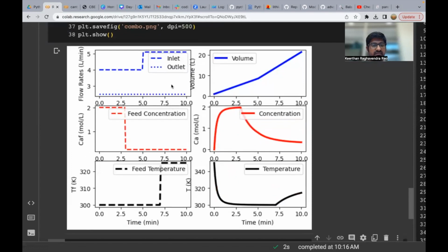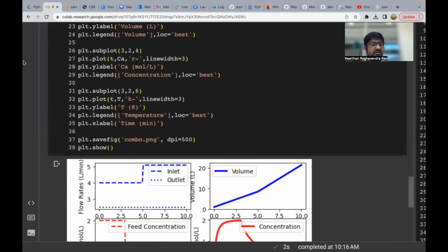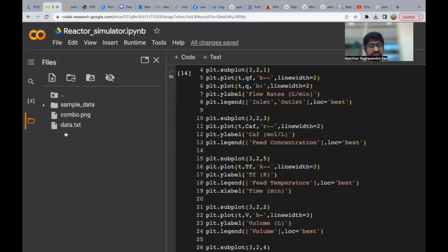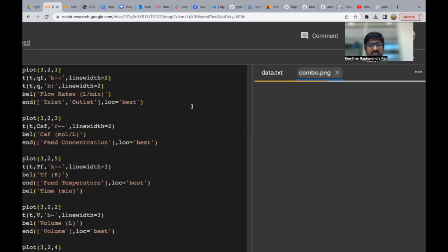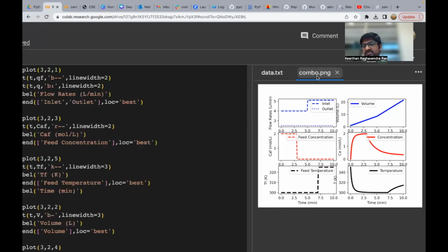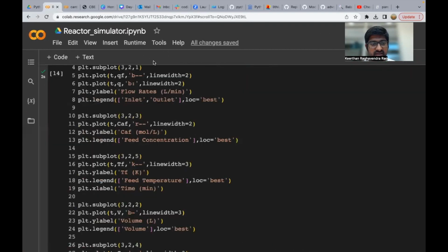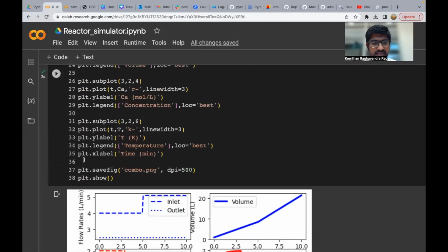We have the flow rate versus, all of this is versus time. So we have flow rate versus time, concentration versus time, and temperature versus time. And if you scroll up here, I think our file should be stored, or our figure should be saved, combo.png. It will look like this. You can obviously download this and store it somewhere and use it in your manuscript or any report that you write, or even in presentations. So with that, this notebook is done. We have another notebook, but do you have any questions up to this point?